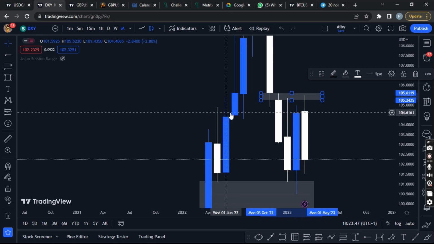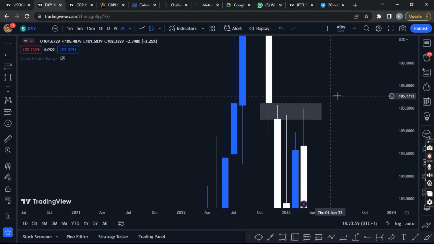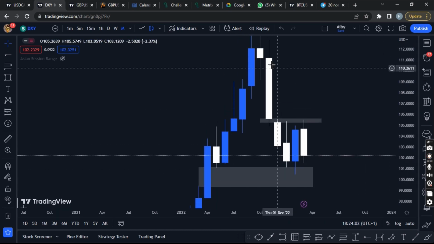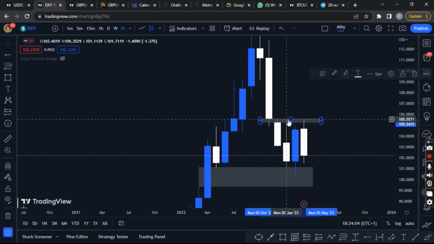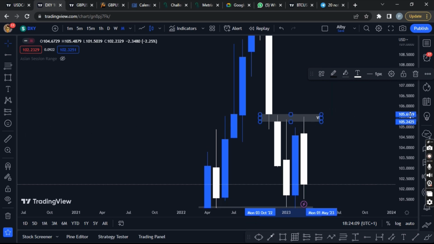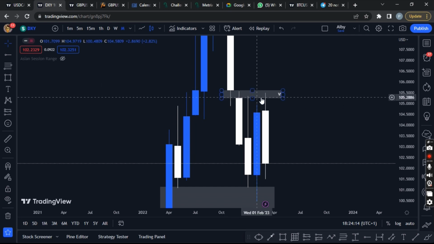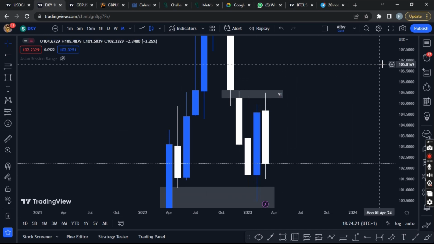If you look to this other side, it's not the same thing. There was a volume imbalance here, but there was no volume imbalance here, and also none here. So this is what we call volume imbalance, and you see me marking it out as VI. Price traded into the volume imbalance right here, the first time, then traded again back to the volume imbalance and started dropping.